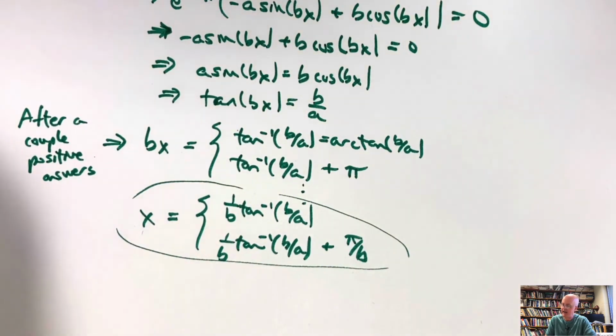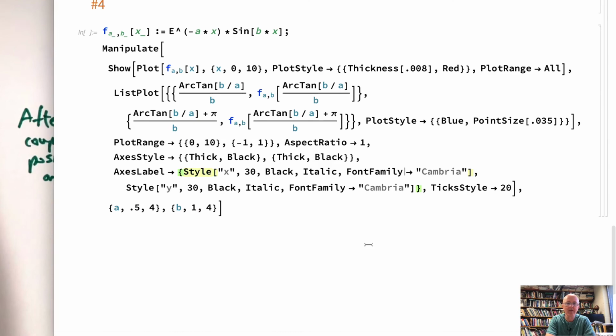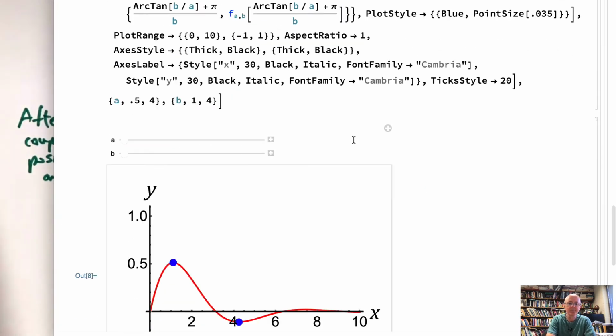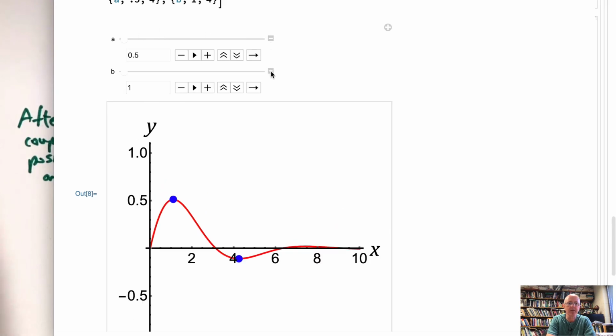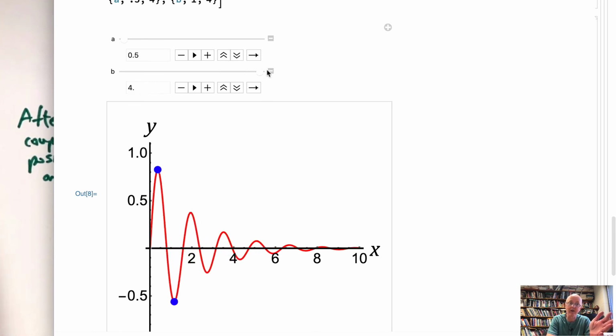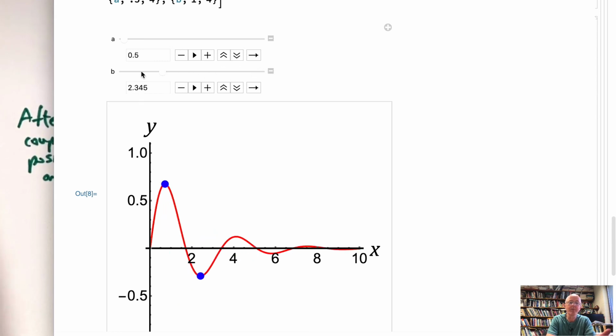Let's go ahead and now just end the video by confirming this with Mathematica. So now I've marked off the first two critical points. Okay, so A is 0.5 and B is 1 to start with here. If I let A be fixed and just increase B, yes, it's faster and faster oscillations. The x-coordinates of those critical points are going towards 0, though their y-coordinates are going further away from 0.